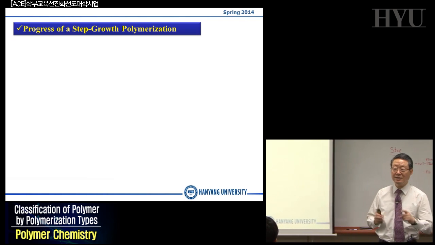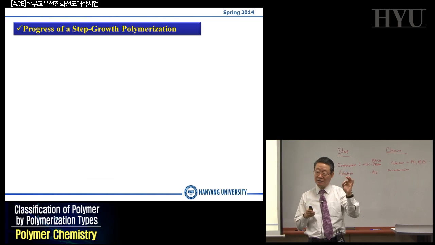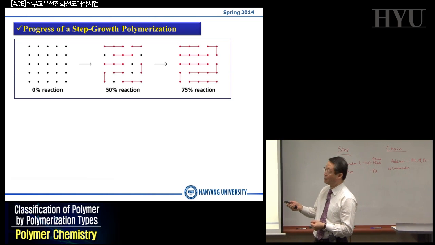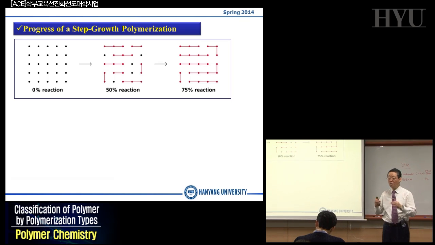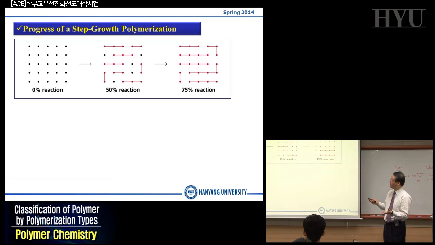Okay? Now, let's say that we have about 25 monomers, 5 and 5, just like your Go, Baduk Go. Step growth polymerization proceeds from any monomeric units between 2 functional groups. So it could be from here. So we have a 25 monomer. Let's say the reaction proceeds something like this.